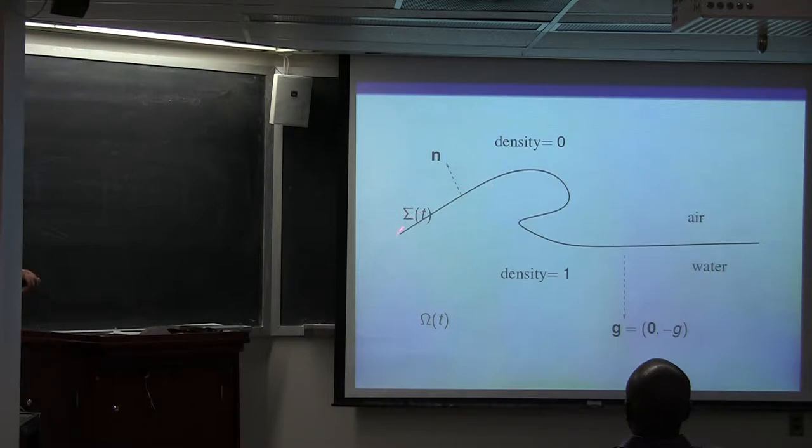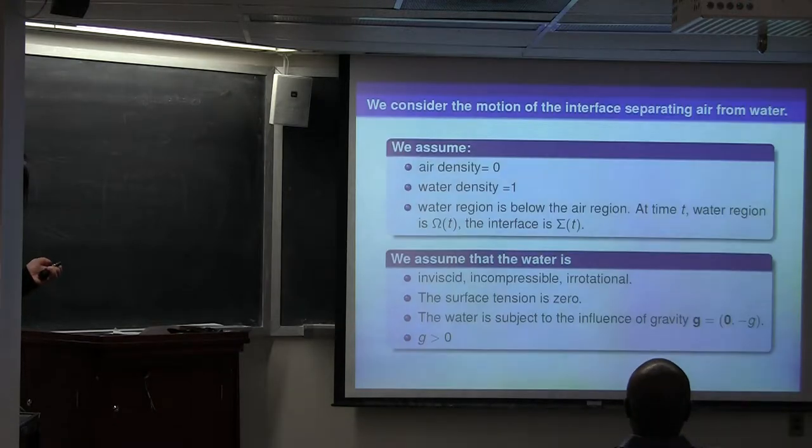So we have water here, and this is the interface we call sigma t, and we have gravity acting on it. These are the basic assumptions we make. We assume the air density is zero, the water density is one, and the water region is below the air region. At time t, the water region is omega t, and the interface is sigma t. Now we assume that water is inviscid, incompressible, irrotational. Again, this is a mathematical idealization.